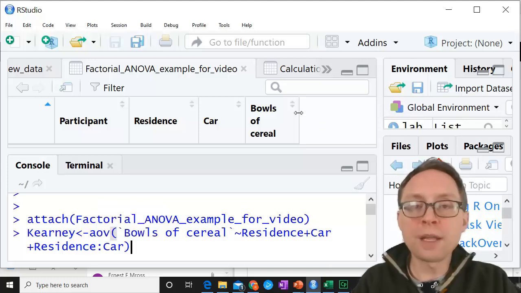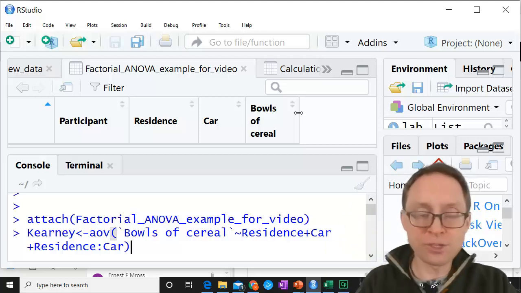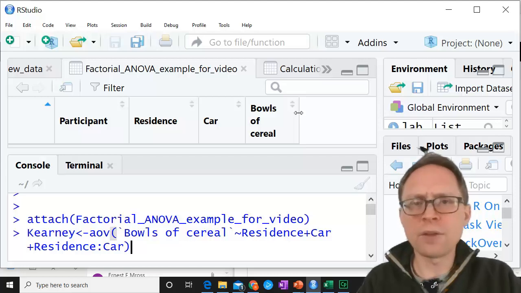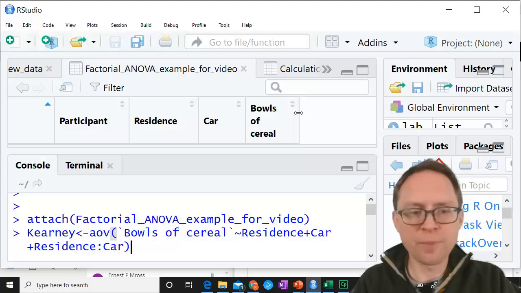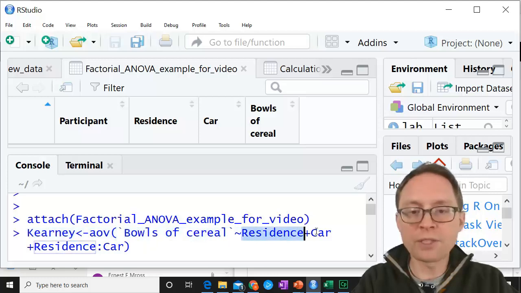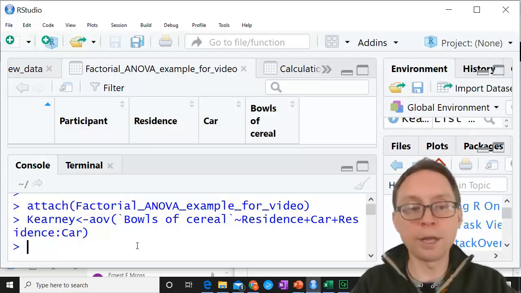When you do this analysis of variance, you need to tell it that you want each of the main effects and each of the interactions. What do I mean by each of the interactions? Well, if you had more than two factors, then you would also have more than two possible interactions. In this class, we're going to keep it to one interaction at a time. So I put in the main effect of residence, then the main effect of car, then the interaction, residence by car. When I push enter, nothing happens because all this did is create something called Kearney.